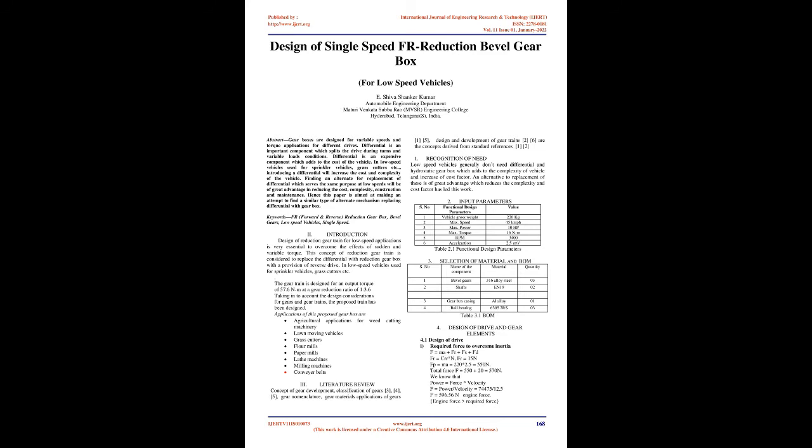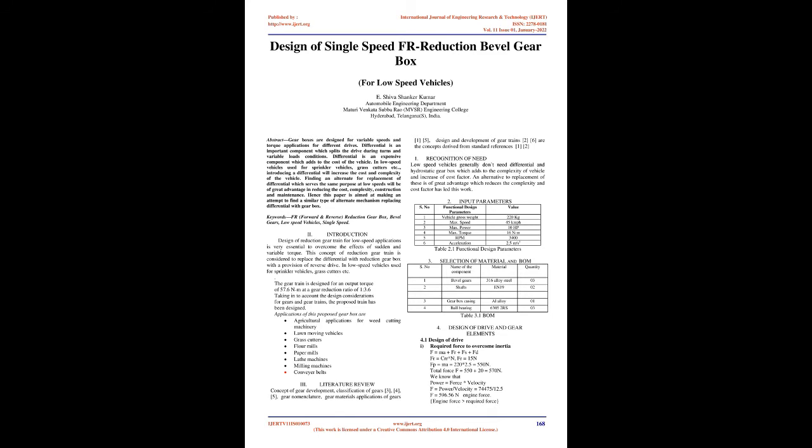Applications of this proposed gearbox are agricultural applications for weed cutting machinery, lawn mowing vehicles, grass cutters, flour mills, paper mills, lathe machines, milling machines, conveyor belts. 3. Literature review. Concept of gear development, classification of gears 3, 4, 5, gear nomenclature, gear materials. Applications of gears 1-5, design and development of gear trains 2-6 are the concepts derived from standard references 1-2.